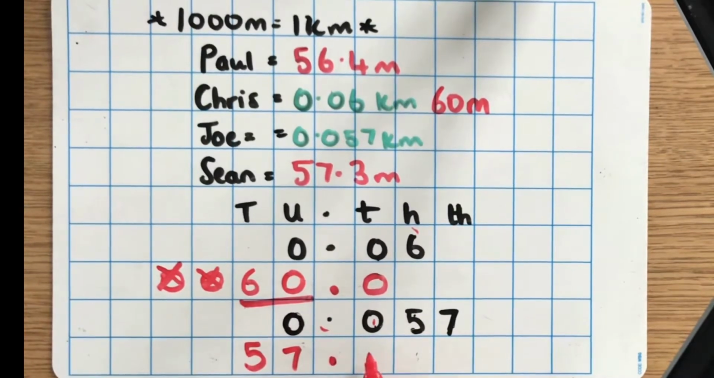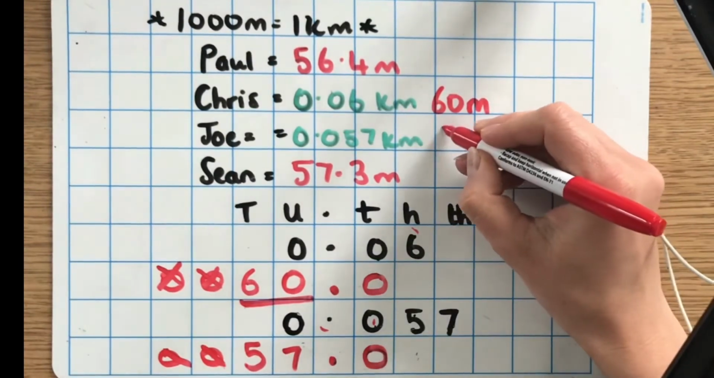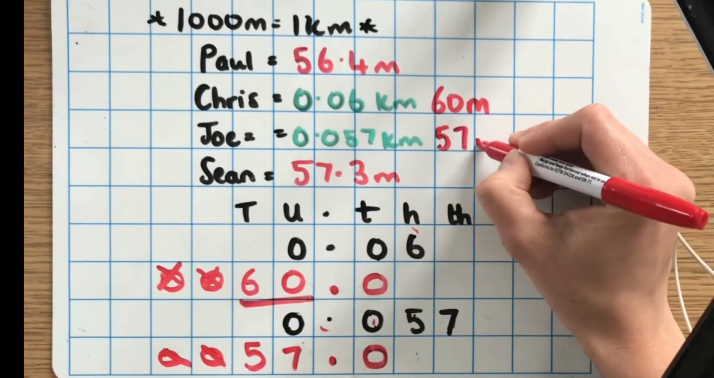Your decimal point doesn't move and we've got no tenths. So 0.057 times by 1,000 gives you 57. If you had moved your zeros, they would just have been in front of the number, and we don't need to worry about them. If they were in the middle of the number, you would need to include them. So Joe's is 57 metres.